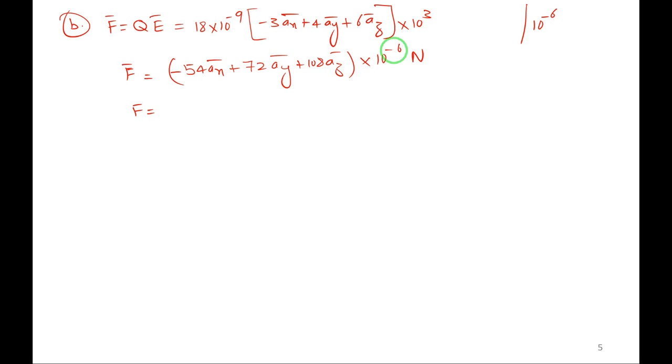Under root of open bracket 54 exponential minus 6 whole square plus 72 exponential minus 6 whole square plus 108 exponential minus 6 whole square, close bracket. So I'm getting this as 140.58 into 10 power minus 6 newtons. So part B is over.